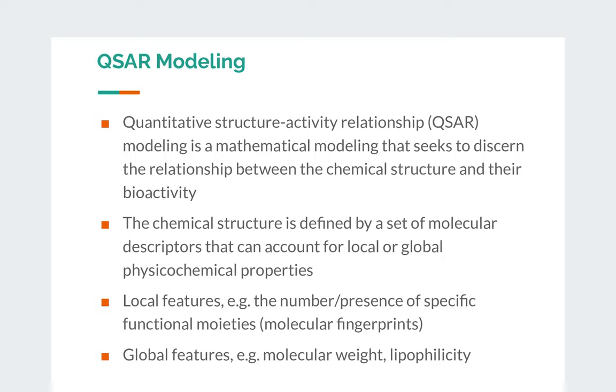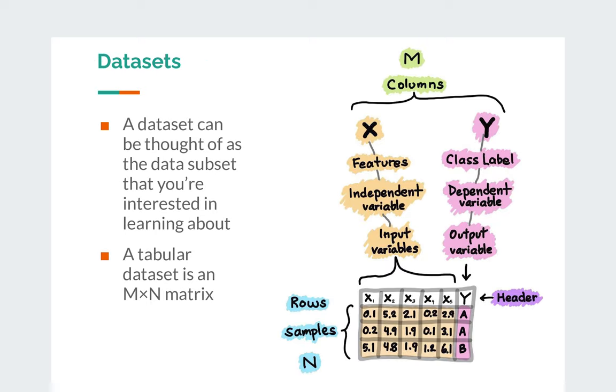Like for example, what is your liver function test? You have several other parameters. So collectively, all of the biomedical records, each of them will be a local feature, okay? All right, so this is a data set.